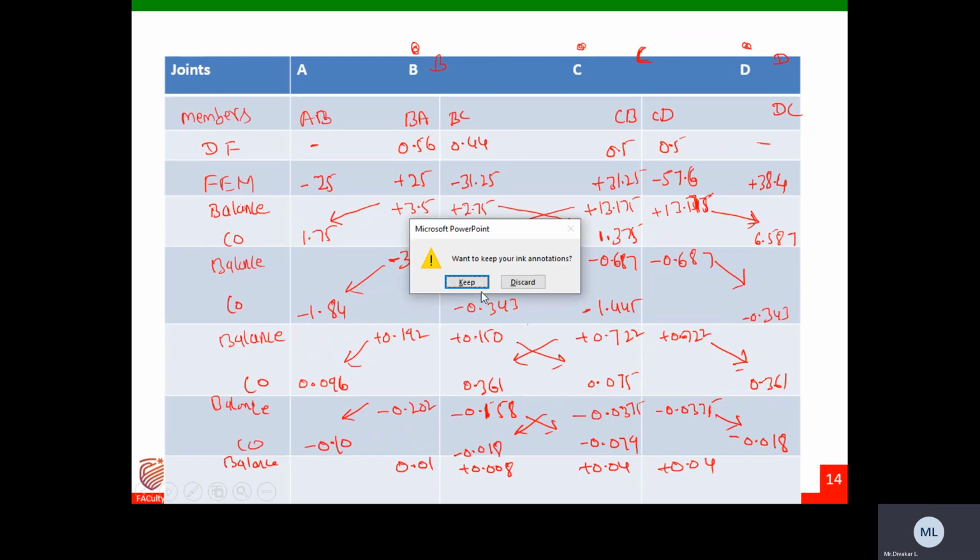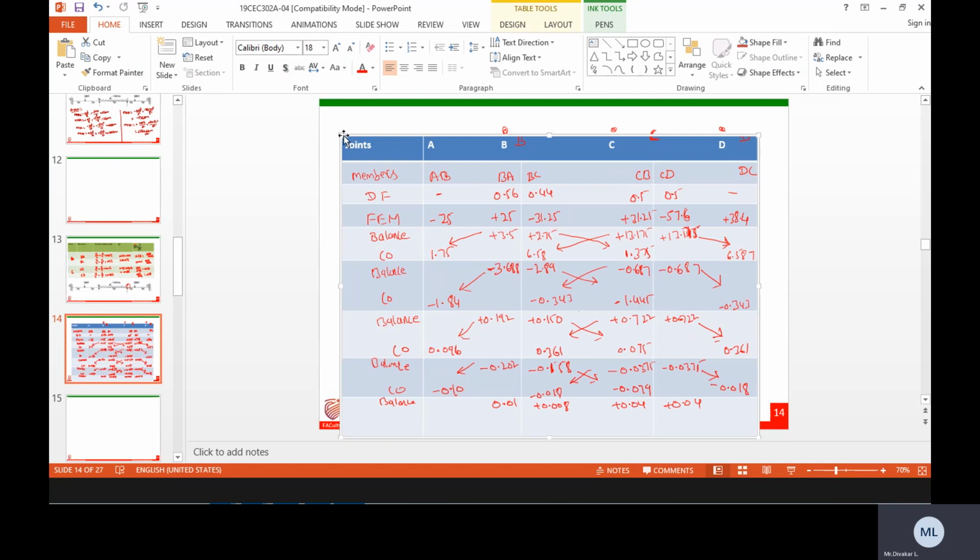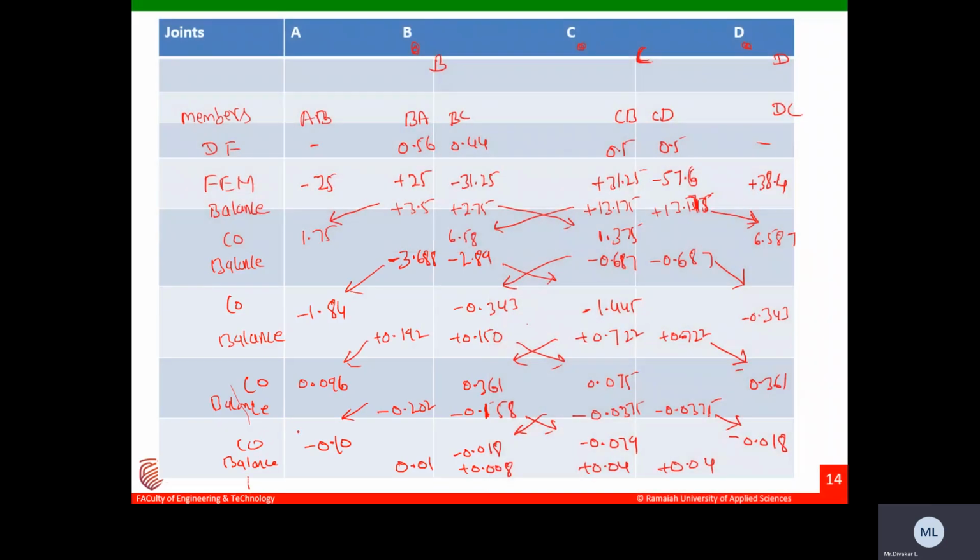So if you are writing final movements, we need to do the summation of all the values. Let us do the summation of all values from the FEM. Then if you are writing final movements, do the summation of all the values here. Guys, I don't have any space here.